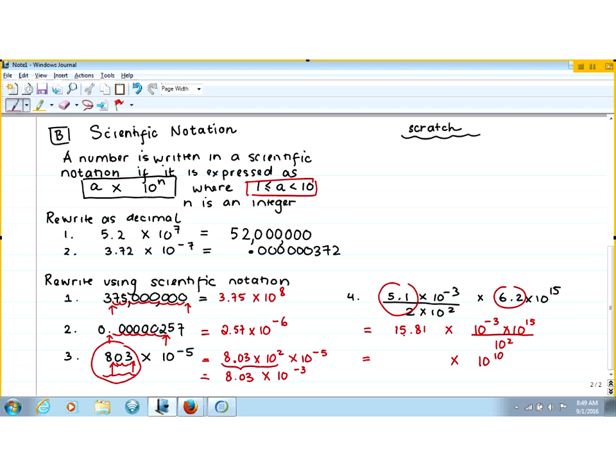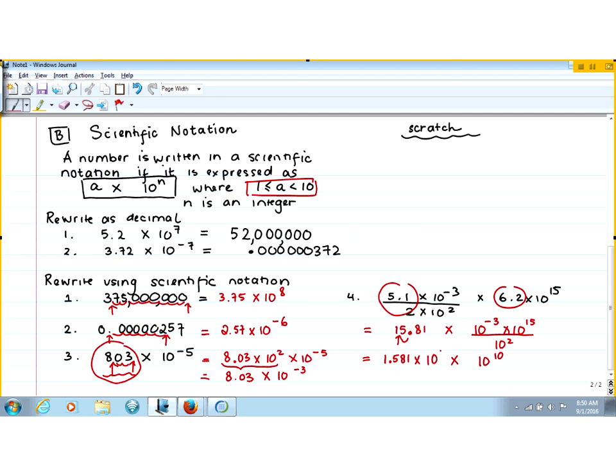Are we okay so far? Okay. Now, my next question is 15.81, is this in scientific notation? No. So what am I supposed to do to change it into scientific notation? Move the decimal where? Okay. So it will be what?